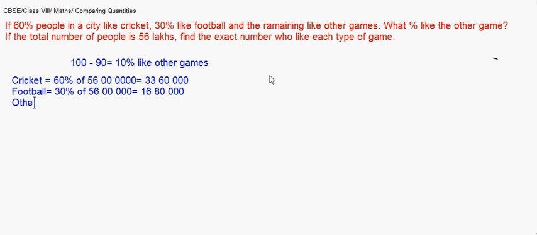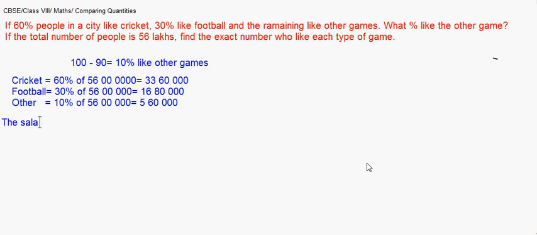So other games being 10% of 56 lakhs, that is 5,60,000. If you add all these three, you should be getting actually 56 lakhs, right? Let's now move on to another one. After that, I take up profit and loss and VAT.